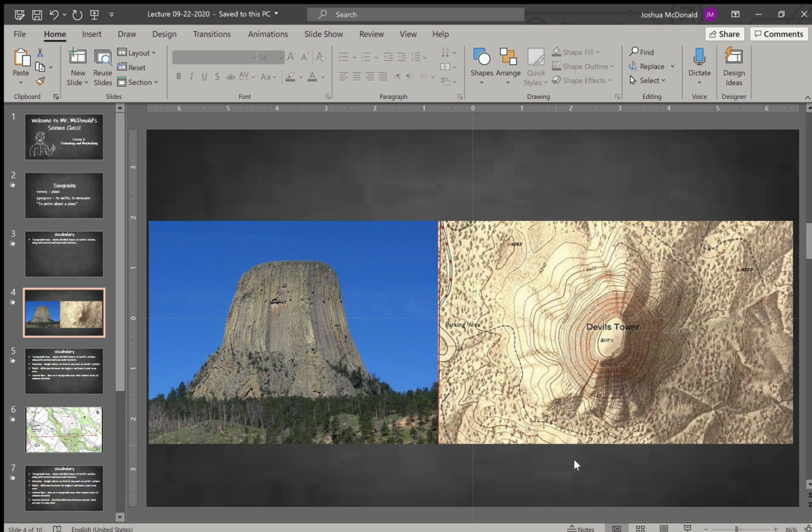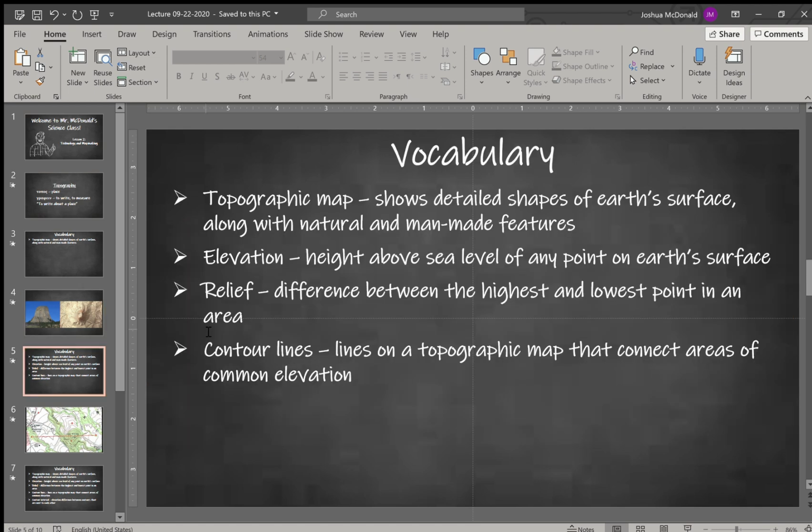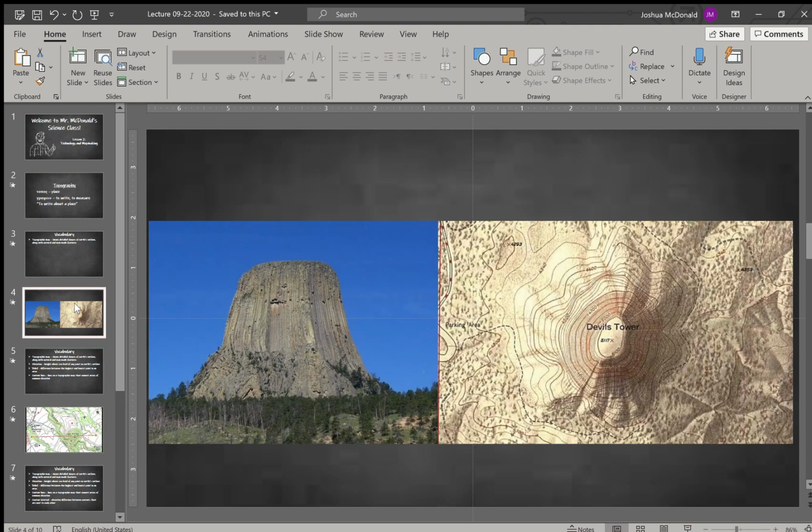Now, on a topographic map, I'm going to go back here real quick, you see all these lines, these squiggles all the way around. These are called contour lines. Contour lines are lines on a topographic map that connect areas of common elevation. So let's go back to our Devil's Tower. It's similar to our lines of latitude and longitude. They don't really exist in reality. You don't go and see these lines, but you can measure both the elevation and relief on a topographic map.